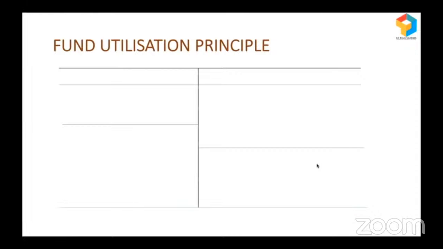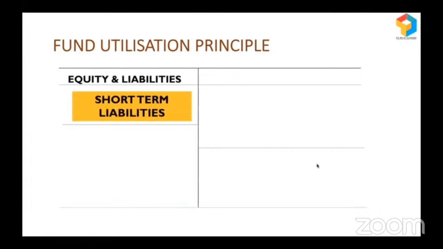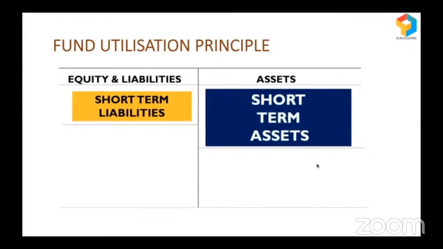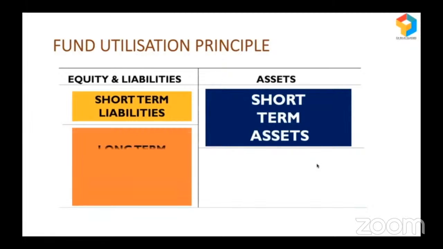Now listen. I said money for business can be raised from the owners, we call it equity. It can be raised from outsiders, we call it liabilities. And this liability can be short-term liability, and these short-term liabilities can be used for creating assets. They are called short-term assets. But here, if short-term assets are greater than short-term liabilities, it means some portion of short-term assets are funded by long-term funds. I call them long-term liabilities and equity.